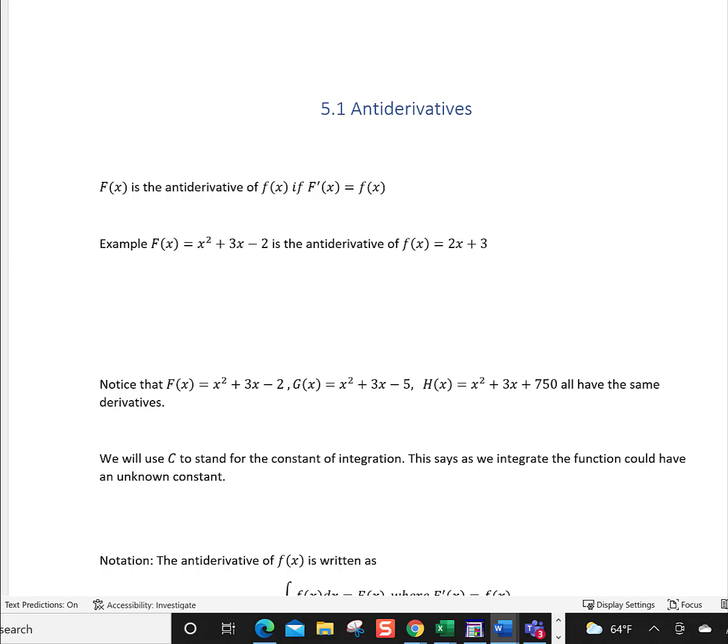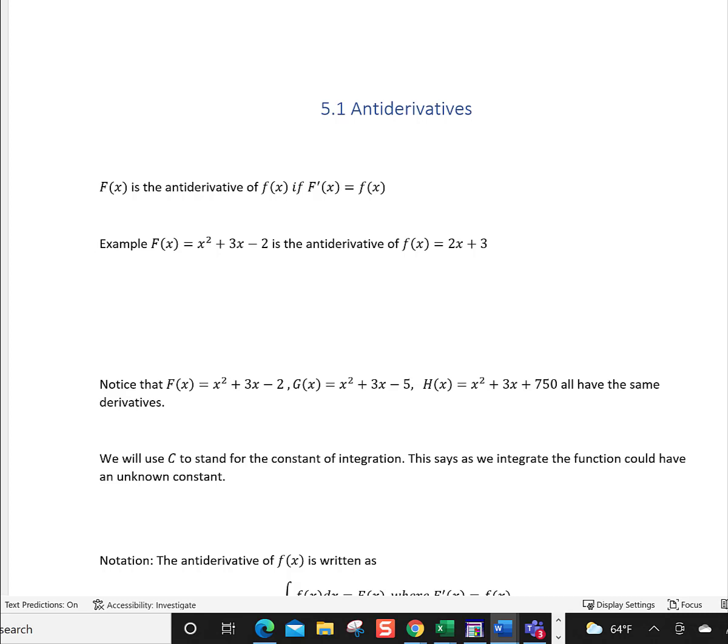Hi everybody, today we're starting antiderivatives. So let's start with what is that, what is our definition? F of x, and notice this is a capital F of x, is the antiderivative of a lowercase f of x if when I take the derivative of the capital F of x, I get the lowercase f of x. So the two things are related.